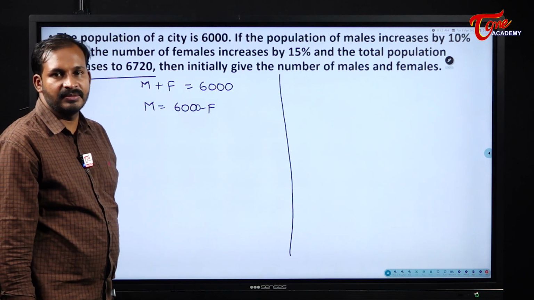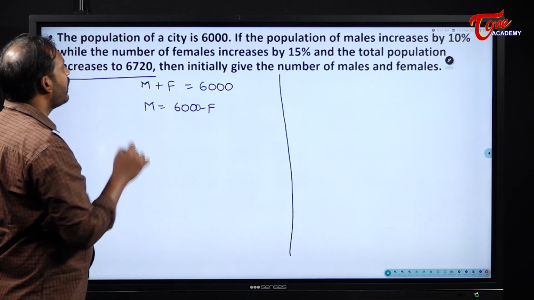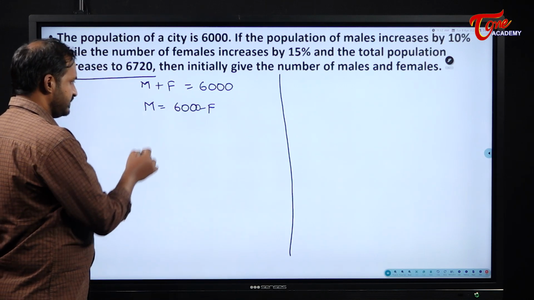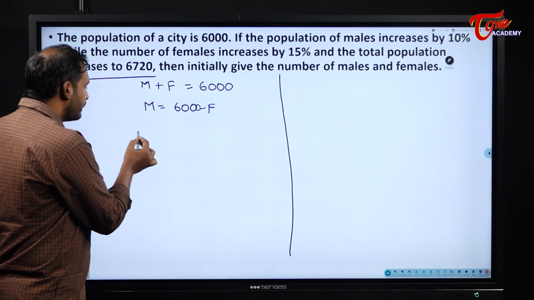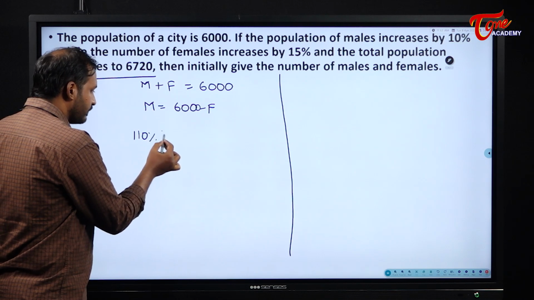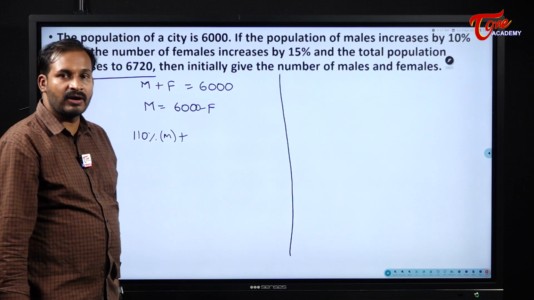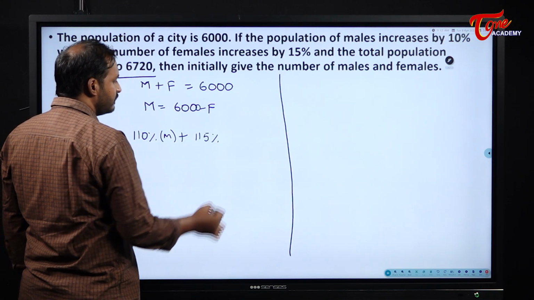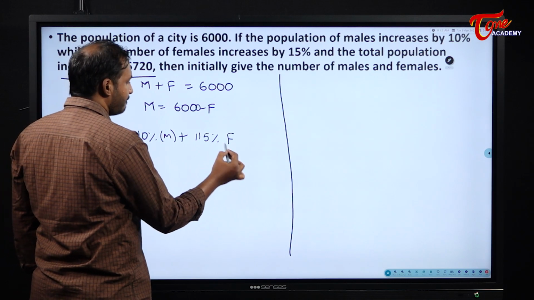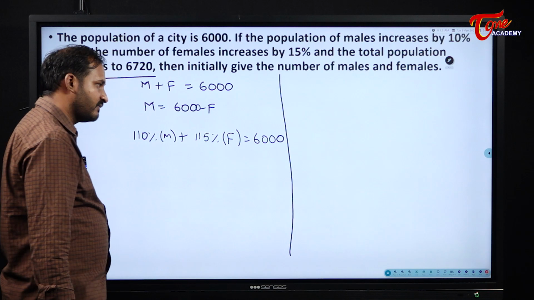So male population will become what for me here? 6,000 minus F. Now what are they telling? If the population of male increases by 10%, that means M will become what for me now? M will become 110% of M. Why? Because it is increased by 10%. Plus females is increased by what percentage? 15%. So 115% of female. This is equal to what? 6,000. Very clearly they mentioned it in the question.